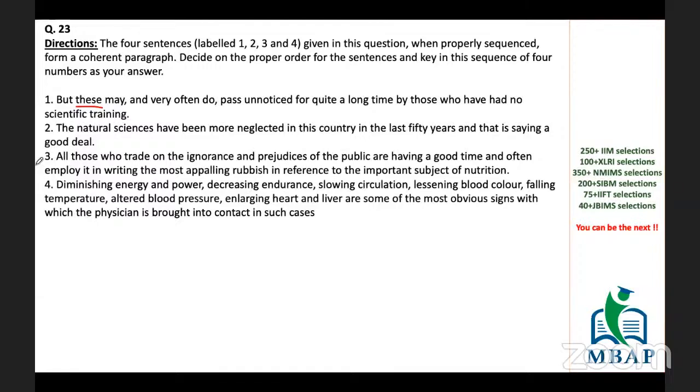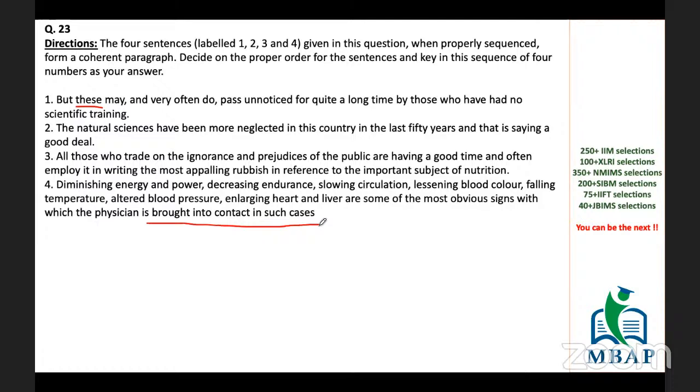It doesn't sound like an introductory sentence. All those who trade on ignorance and prejudice of the public are having a good time and often employ it in writing the most appalling rubbish. Again, this is not introducing us to the passage. If we read all those 4 sentences, we see that the fourth one becomes the first sentence, because it is talking about diminishing energy and power, introducing us to all the health problems, and then we see that the physician is brought into contact in such cases.